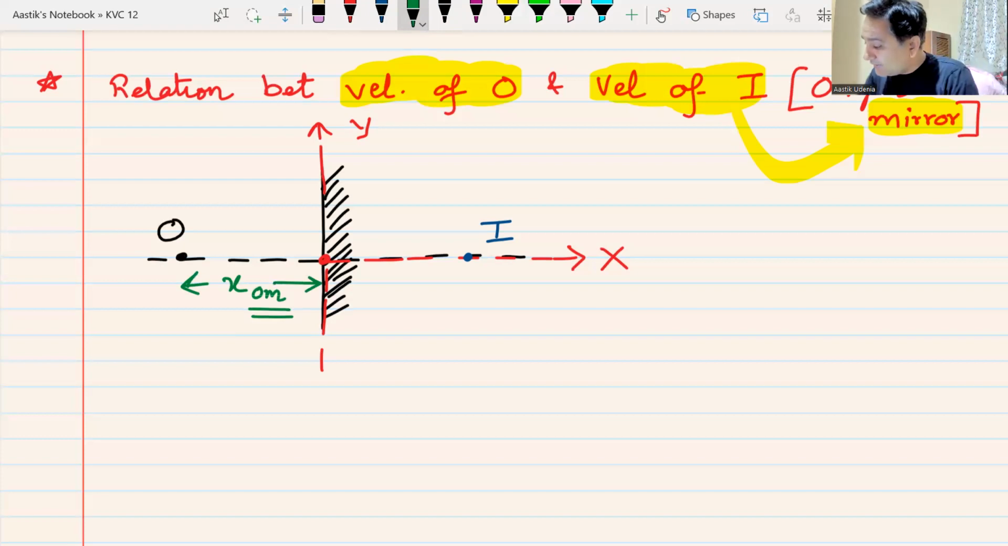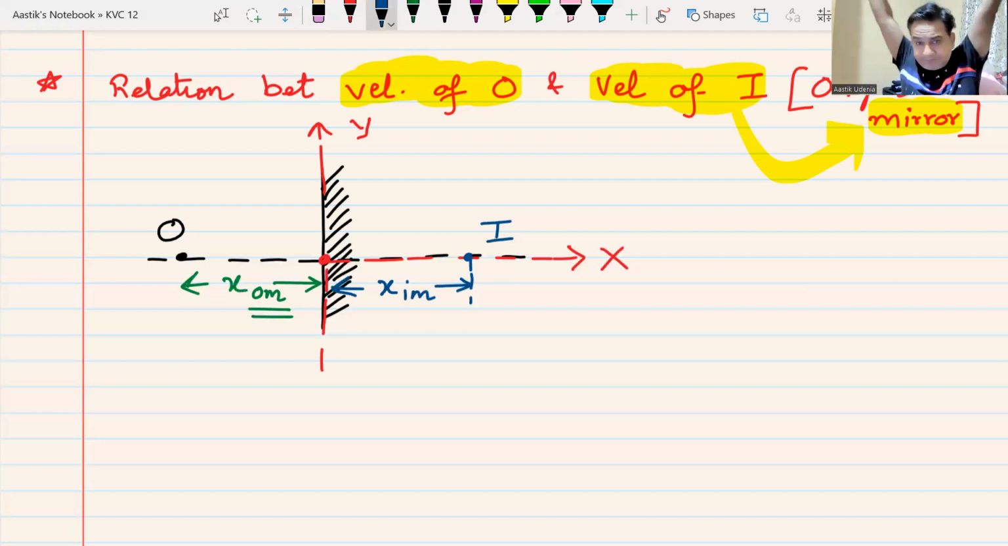Then I can write this as x coordinate of image with respect to mirror, IM. Do we understand this? XOM and XIM. Now, if the origin is on the mirror, one is on the left hand side, the other one is on the right hand side. So if one is positive, the other is negative. Do you understand this?